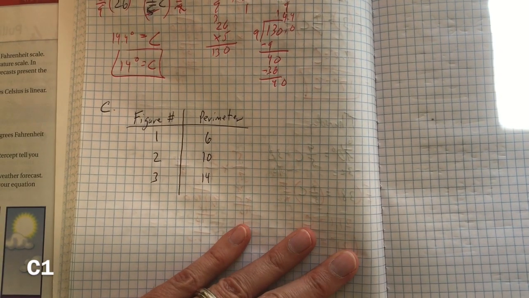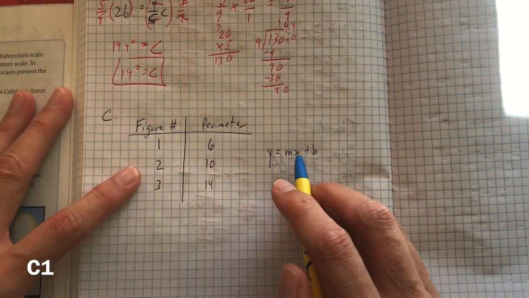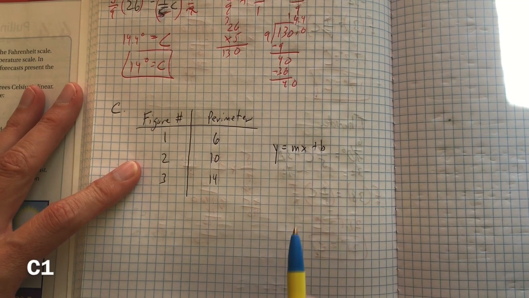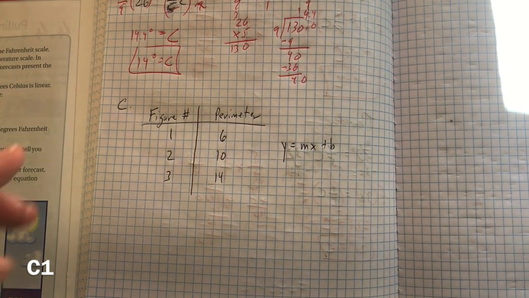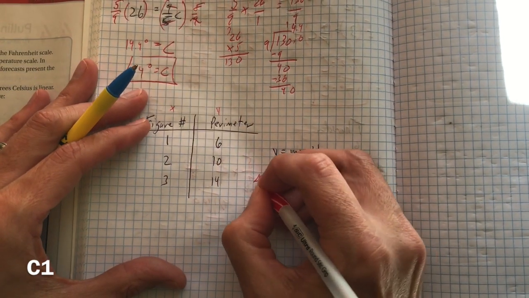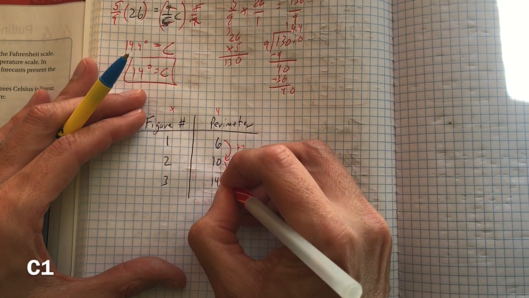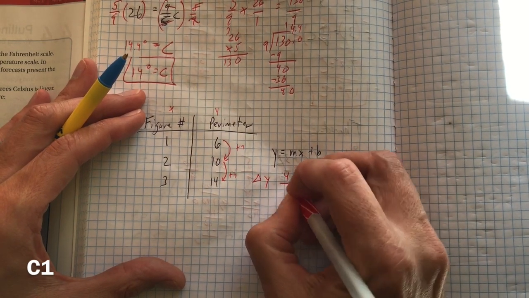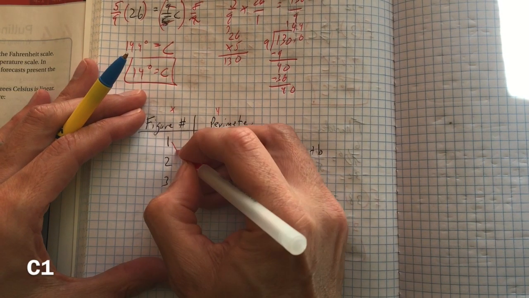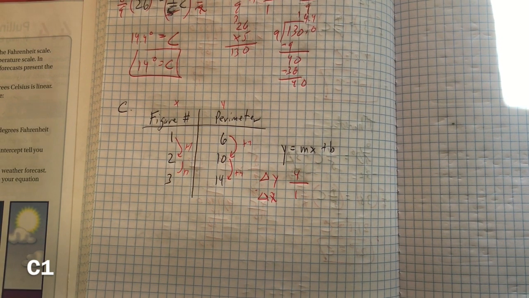Remember, our equation has to be in the format of y equals mx plus b, where m is the rate of change and b is the y-intercept. So let's talk about what's happening in this case. Let's say this is our x, this is our y. We're looking for the change of y. If I go from 6 to 10, that's plus 4, so I have a 4 over my change of x. The change of x is plus 1. So I have a 4 over 1 slope in this case.